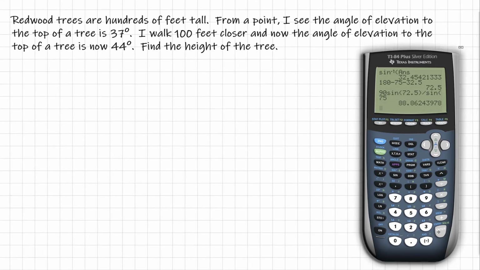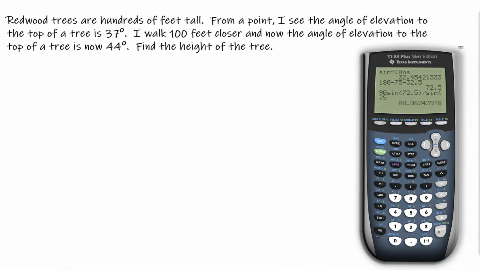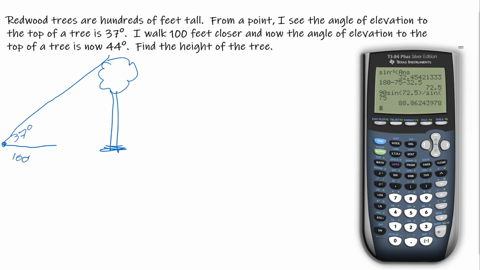One more. And this is another good case where we can use trig out in the real world. Redwood trees are hundreds of feet tall. From some point, I see the angle of elevation to the top of a tree is 37 degrees. I always like to build pictures. So here's our big redwood. And at some point I looked up, and this is 37 degrees. I walk 100 feet closer to the tree, so I walk 100 feet here, and now I look up and it's 44 degrees. So what is the height of the tree?